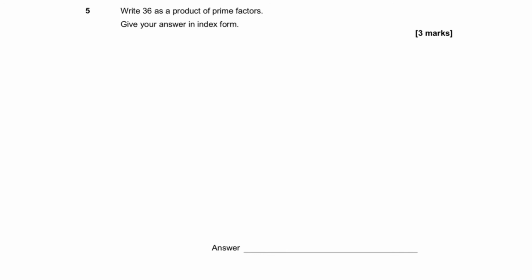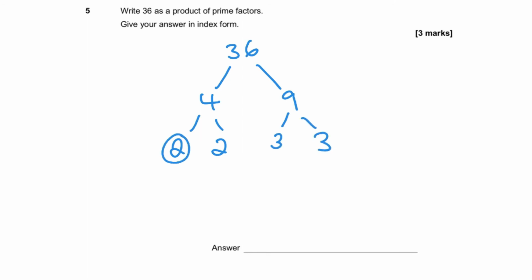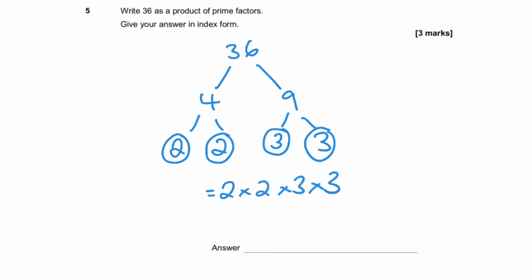So let's start with 36 at the top of our tree. So we need 2 numbers that times together to make 36. So I'm going to split this into 4 and 9. They're not prime numbers, so we need to split these down again. So we've got 2 and 2 on this side, and 3 and 3 on this side. So 2 is prime, 2 is prime, 3 is prime, 3 is prime. So we can write our answer as 2 times 2 times 3 times 3. But in index form, that is 2 squared times 3 squared.